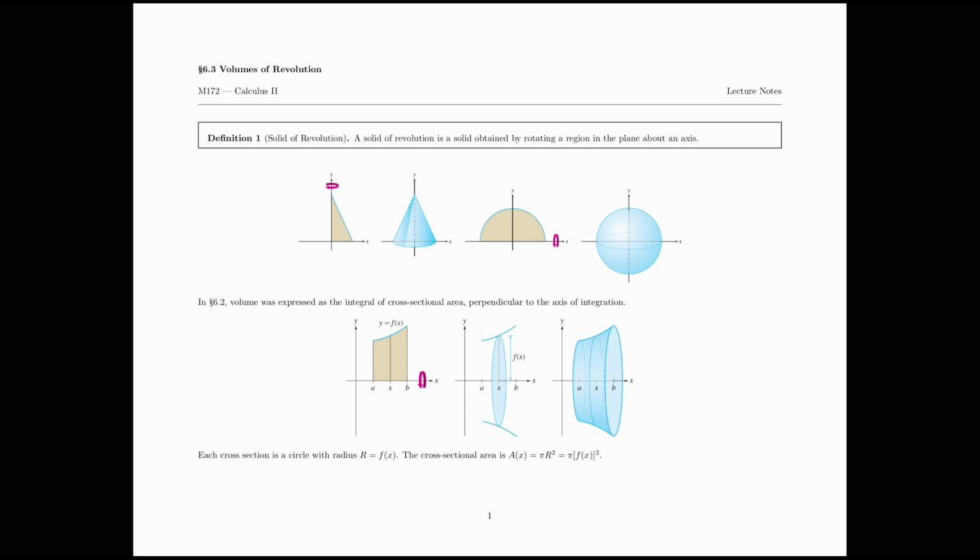All right, next section we have is 6.3 Volumes of Revolution. This section is actually quite commonly covered in a high school calculus curriculum, especially if you took AP or BC calculus. This is fairly common. It's a really intuitive section, I would say, at least visually, to understand what's happening. These problems can still be difficult to compute.